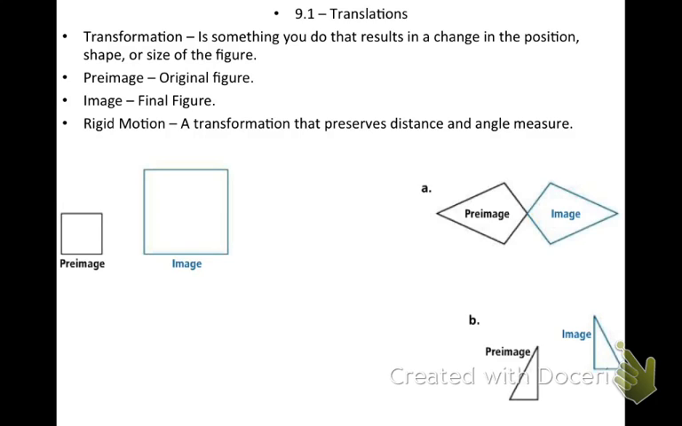My pre-image is going to be my original figure. My image is going to be my final figure. This rigid motion is going to be a transformation that preserves distance and angle measure. And when I say distance, I'm going to talk about side lengths.